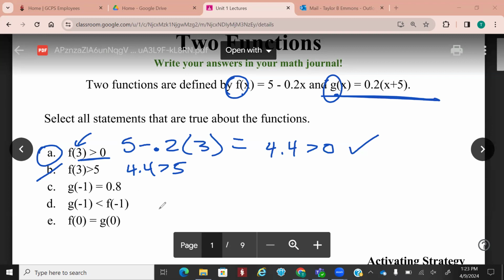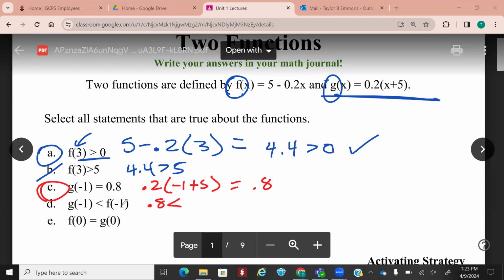g of -1. So now we're going to use this function, and change the color, and we're going to plug in -1. So 0.2 times -1 plus 5. Now, if we type that into our calculator, I'm going to get 0.8. Is that what this is saying? Yes. g of -1, that's 0.8. We just found that on the last one.